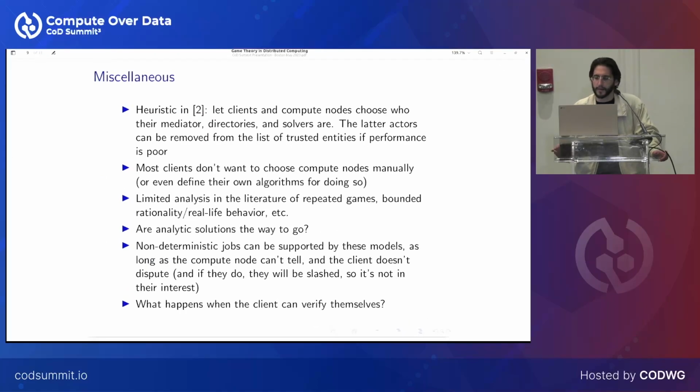Some miscellaneous points. There's a really interesting heuristic in the decentralized computation marketplace paper, where clients and compute nodes choose who their mediators, directories, and solvers are. And if a single node doesn't like how their mediator performed, or a solver, by the way, is a market maker, I'll get to that in a second, if a node doesn't like how their mediator is performing, they could just remove that mediator from their list of trusted mediators. And it interestingly creates a market for mediators, and that's the idea they have around how to get mediators to act honestly.